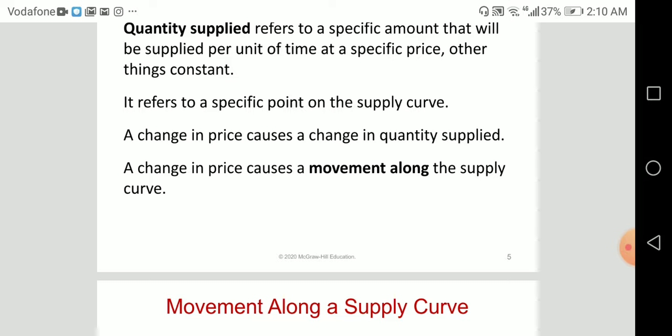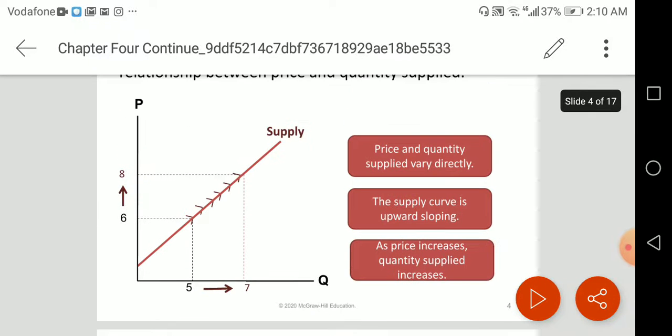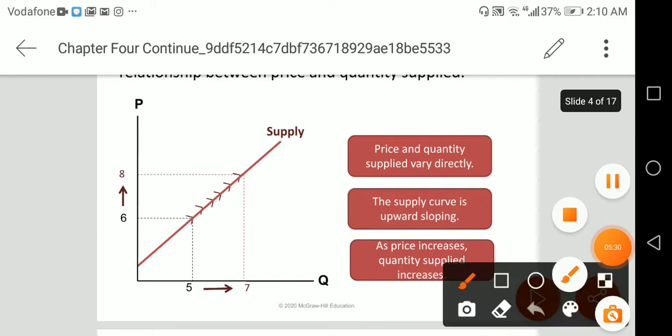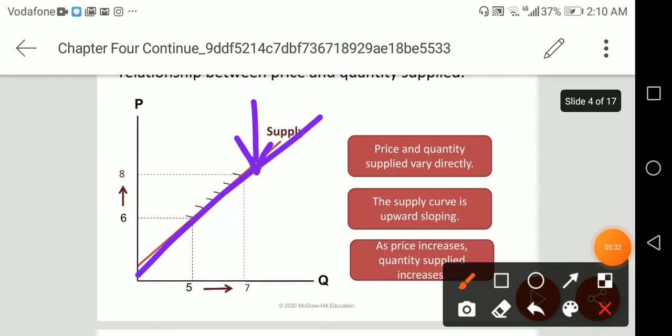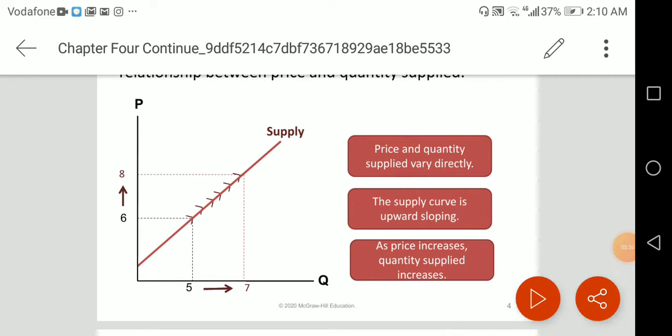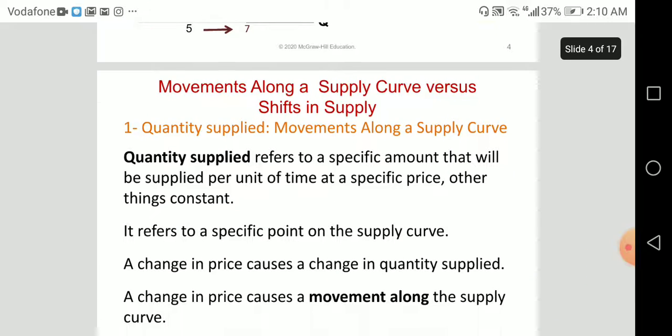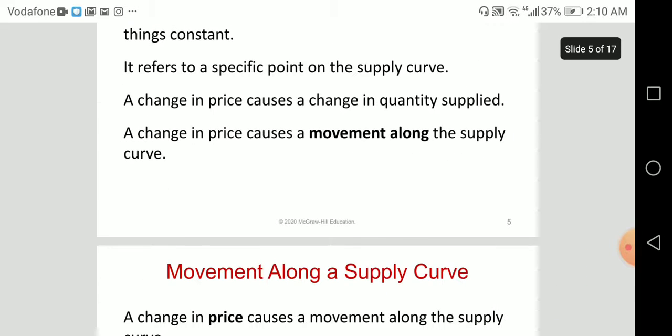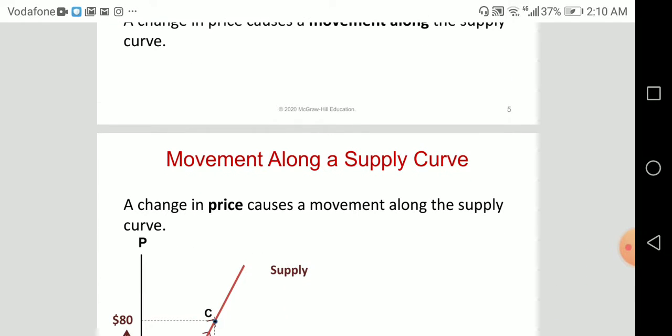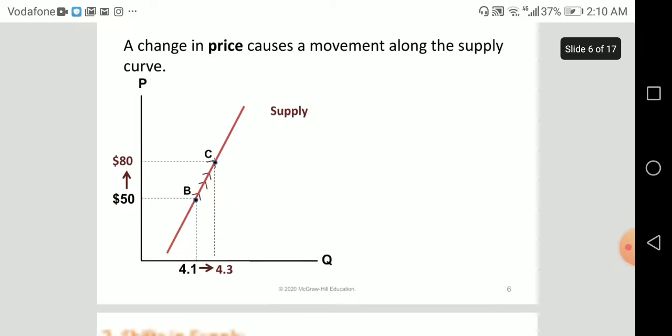I'm not shifting from curve to curve. I'm talking about here the supply curve. What happens on this curve? The changes here on the points of the curve. This means I'm having something like the demand here, the shift in the supply curve. Yes, we can have a shift in the supply curve.